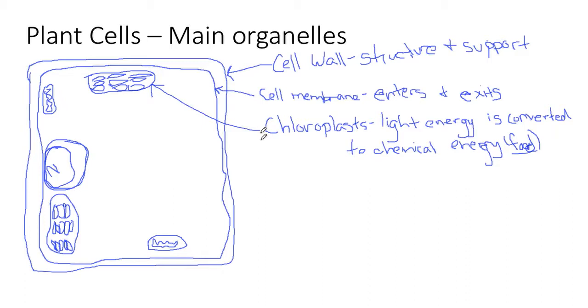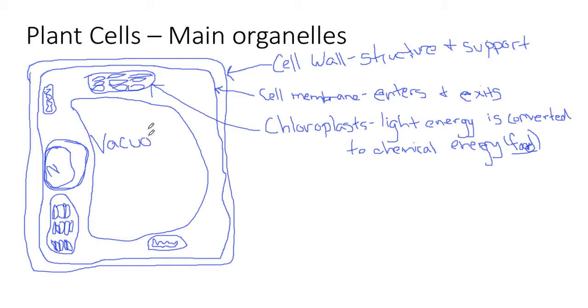It's also where people and other consumers get their energy. We can't just go sit in the sun and have the sun beat on us and create energy from that. So we have to eat energy. And then plant cells will also have a very large and obvious vacuole. Vacuoles are like the little storage centers in the cells. Animal cells have vacuoles too, but they're usually a lot smaller and more insignificant.